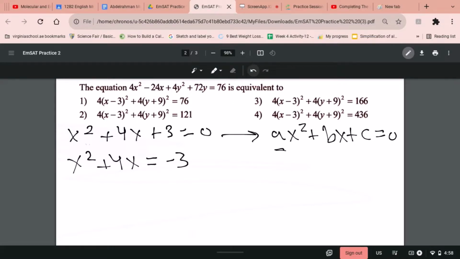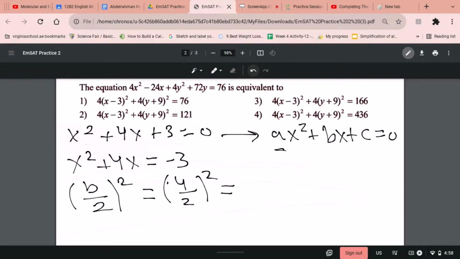So then we move to the most important rule of completing the square, which is (b over 2) squared. As we know that b is 4, so (4 over 2) squared. So 4 over 2 is 2. 2 squared is 4. So we got this 4.